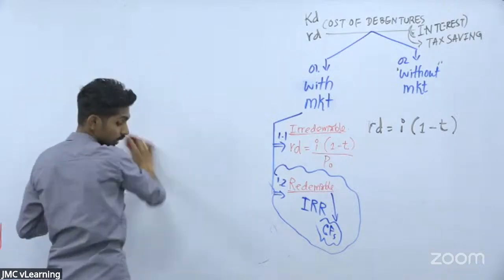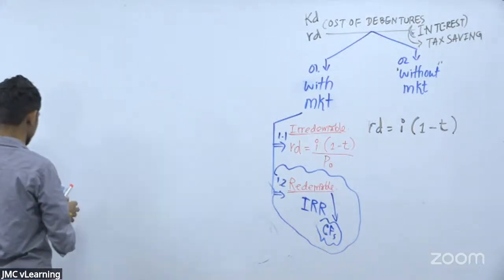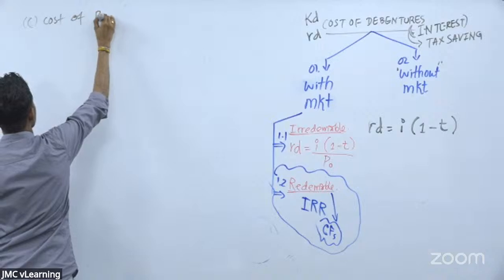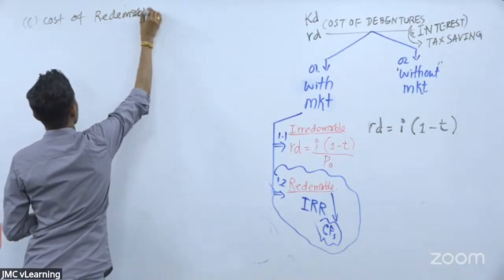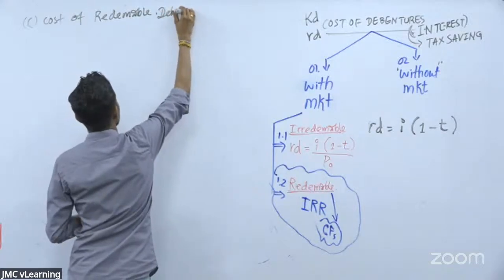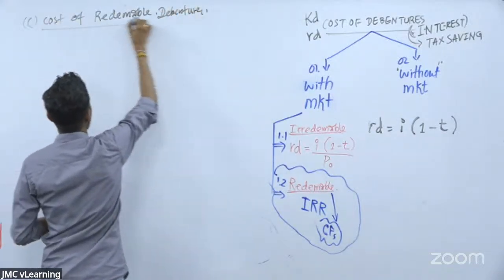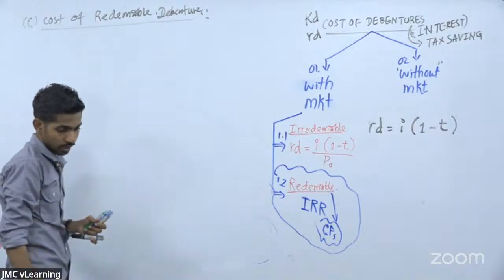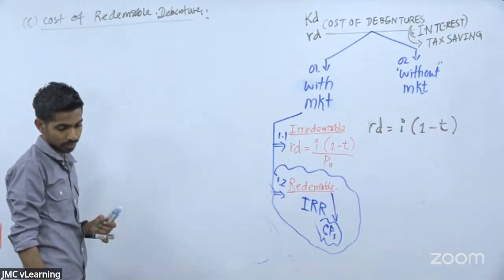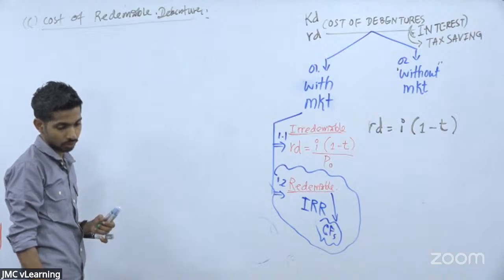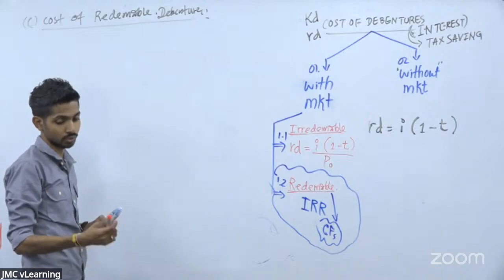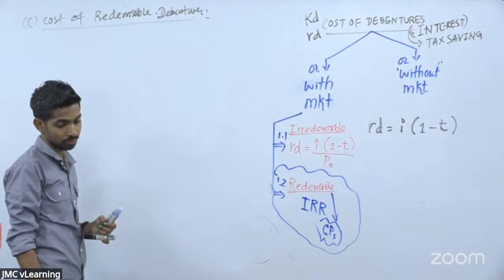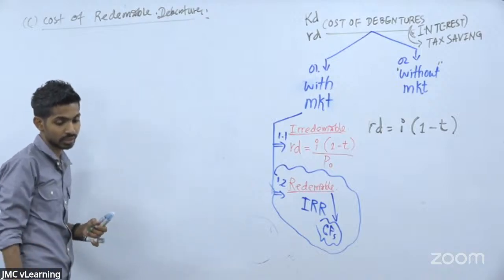Okay, now we calculate the cost of redeemable debentures. Here, the company issued 5 million listed debentures at rupees 100 per debenture with a coupon rate. Coupon rate means the interest rate. Under the coupon rate, you can make a note: that is the interest rate, 12% per annum. The debentures are redeemed in 3 years. That is, 3 years later, it can be redeemed.